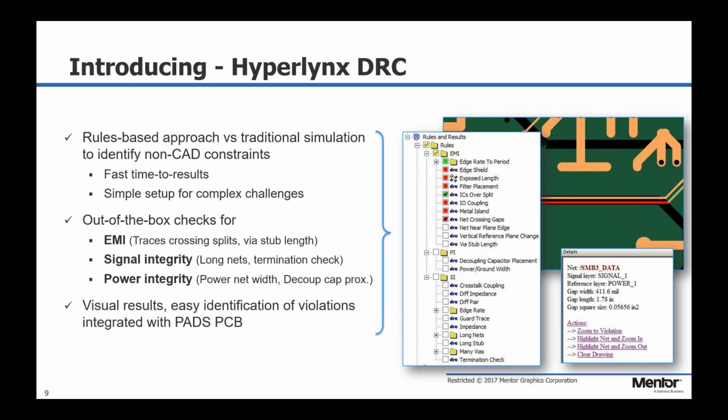Or maybe on the power integrity side of things, we want to check, well, do we have enough copper going to that particular IC? Do we have the net width that's required in order to be able to feed that component? Or maybe do we have our decoupling capacitors in the right place? Are they placed close enough to the power pins that are required? And all these, along with more, we'll highlight some of the other rules a little bit later on and what the capabilities are. But all of these are visual results, so they're not just lists of errors. So you can visualize where these things are happening on the board and actually be fully integrated with Power PCB, with PADS PCB as well.